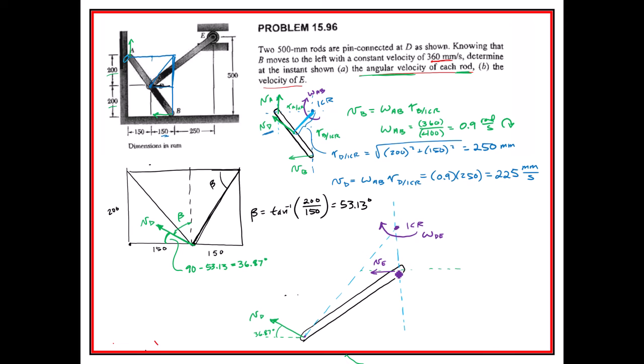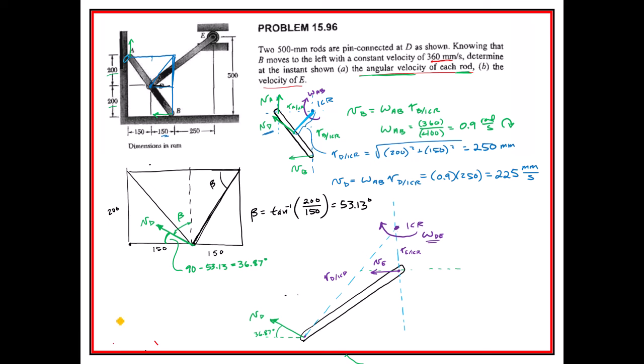What we need to find, to be able to find this omega right here, because we know the velocity D, we need to find the D with respect to that ICR. We need this distance right in there. And then if we want the velocity E, we also need to find this distance E with respect to ICR. So that is now our geometry challenge.